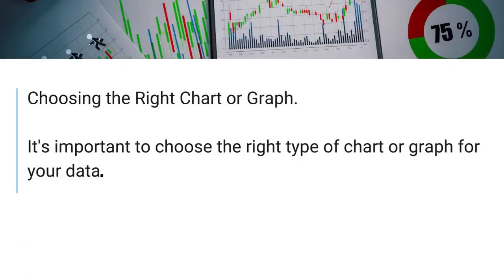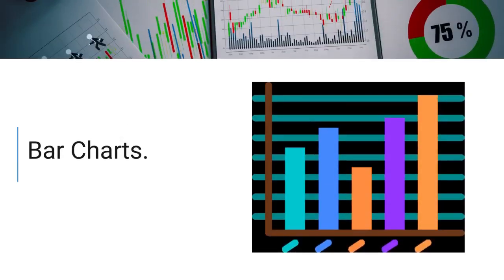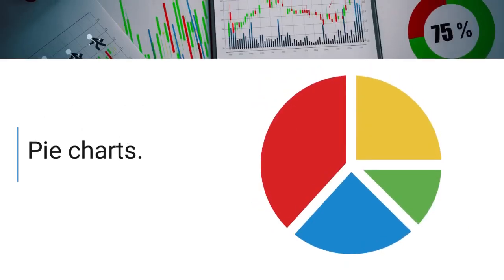Choosing the right chart or graph. It's important to choose the right type of graph or chart for your data. Here are some examples. Line chart. A line chart is used to show trends over time. Bar chart. A bar chart is used to compare categories of data. Pie chart. A pie chart is used to show parts of a whole.